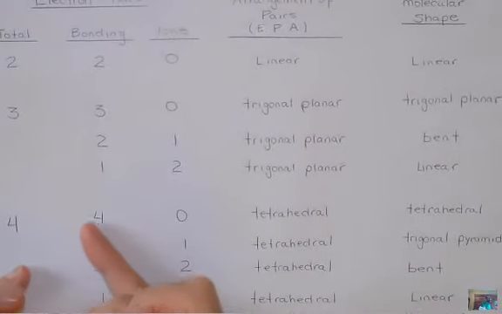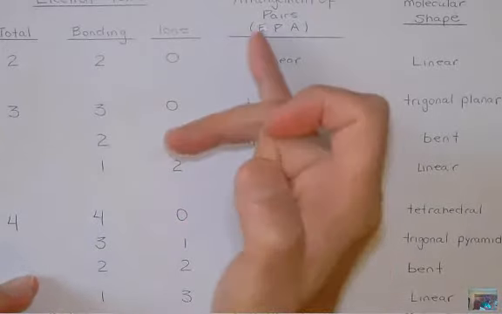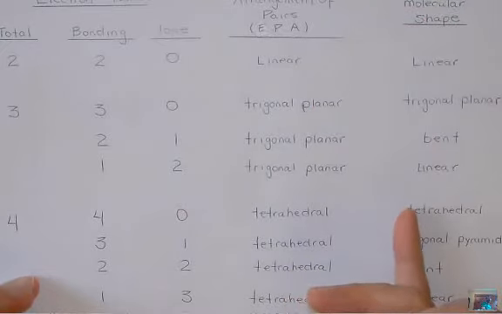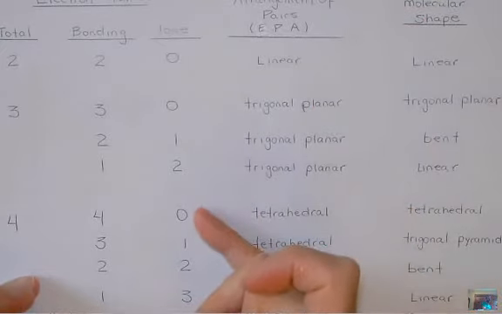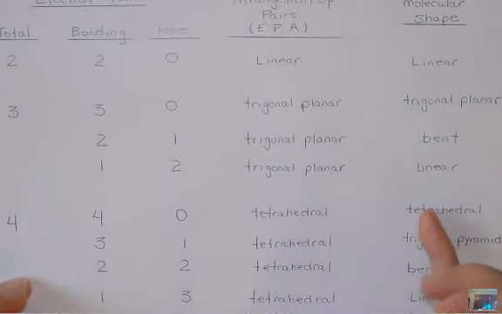The total is 4. All of them are bonding. None of them are lone pairs. The electron pair arrangement is tetrahedral. The molecular shape is tetrahedral, right? Whenever this is a 0, there's no lone pairs, this entry will be the same as this one. This entry will be the same as this one.